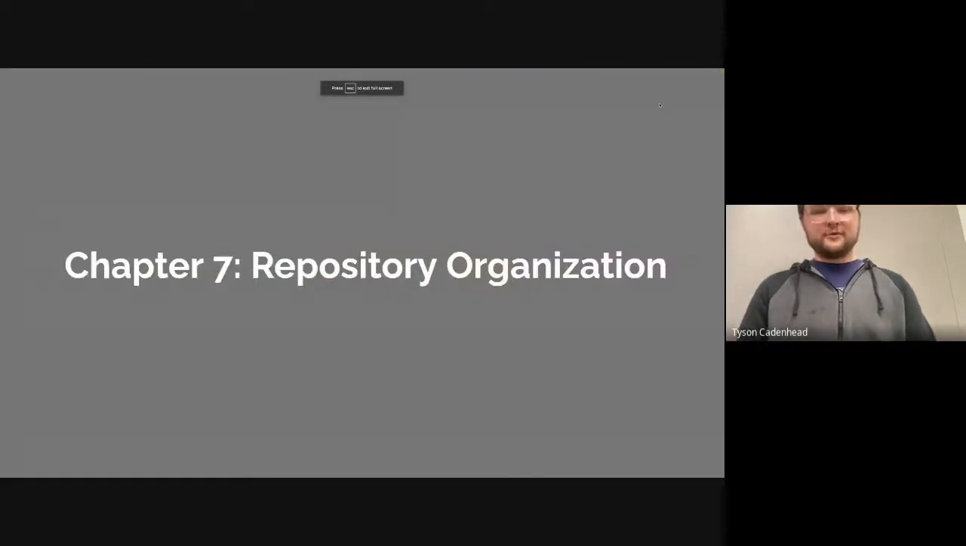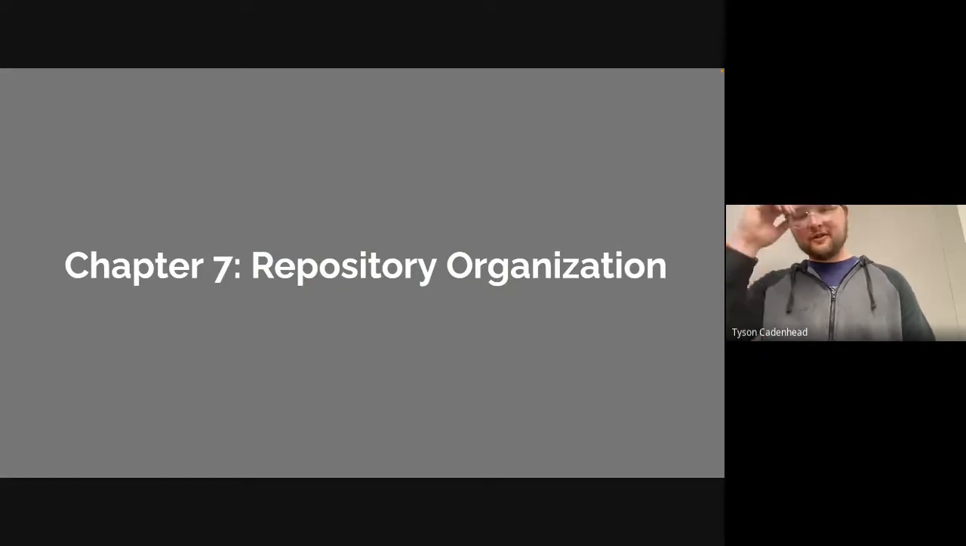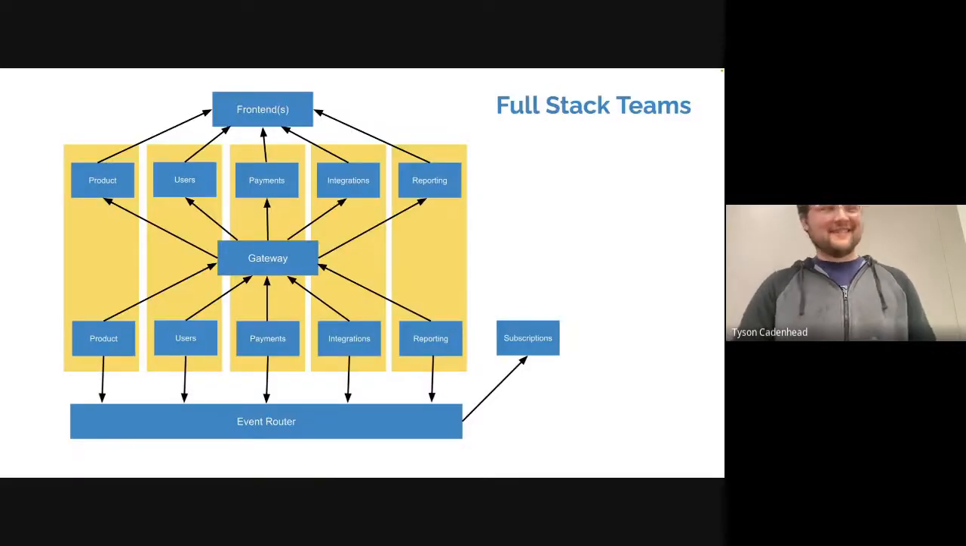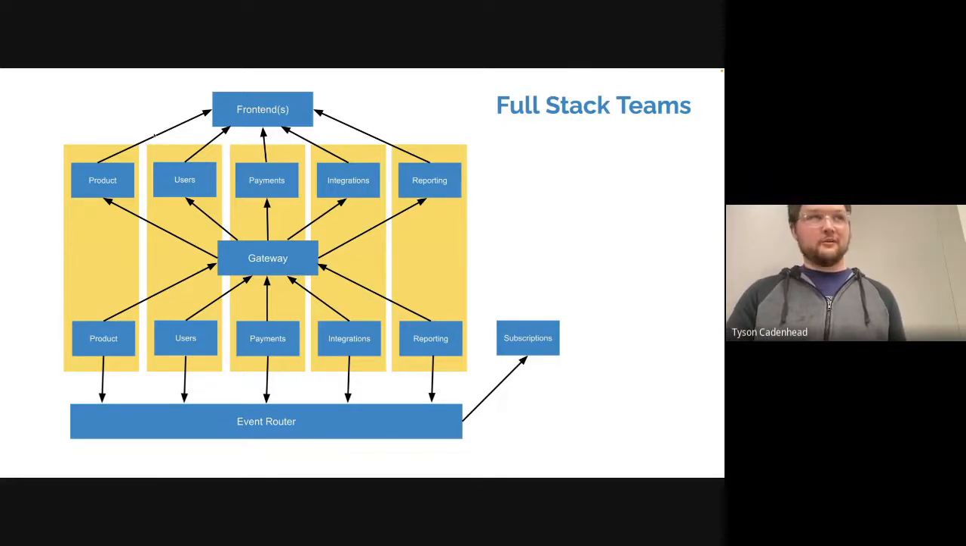Okay, so chapter 7. This is the final chapter. This is where it all comes together: repository organization. And this could get heated. So now that we have our full stack teams, if we have a product team, they can do stuff on the front end and the back end. It's all federated across the board. So they can really work in these two areas mostly, except for exceptions where somebody needs to update the gateway or the event router, places like that that are more shared.